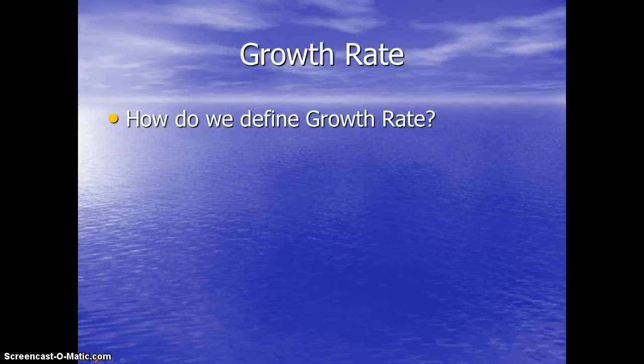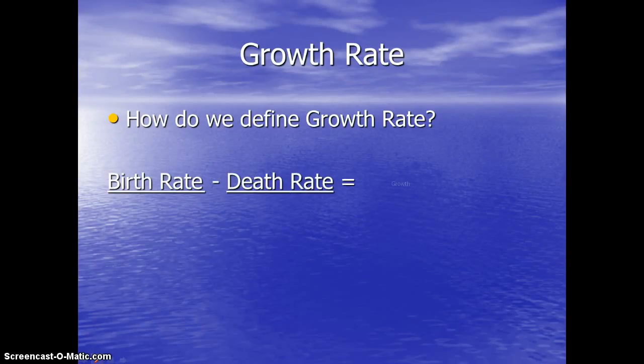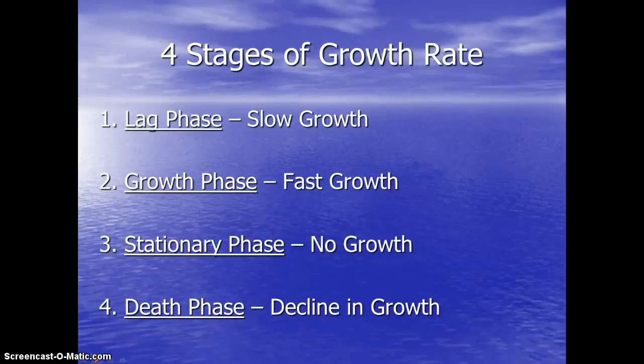So let's look at growth rate since we're talking about population growth. Our growth rate is going to be the number of births within that population minus the number of deaths. That'll give you the birth rate. Now you also want to factor in the number of individuals that enter the population versus the number of individuals that leave the population. But if you take out immigration and emigration, it's the birth rate minus the death rate. That'll give you your growth rate.